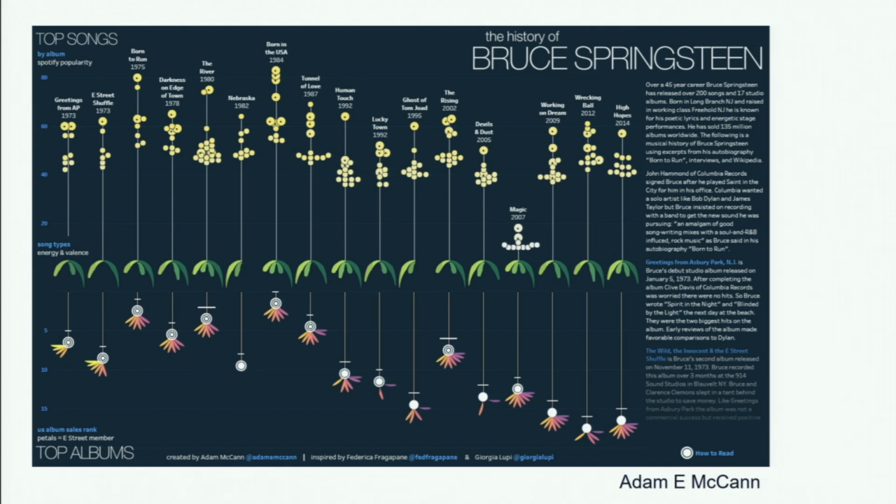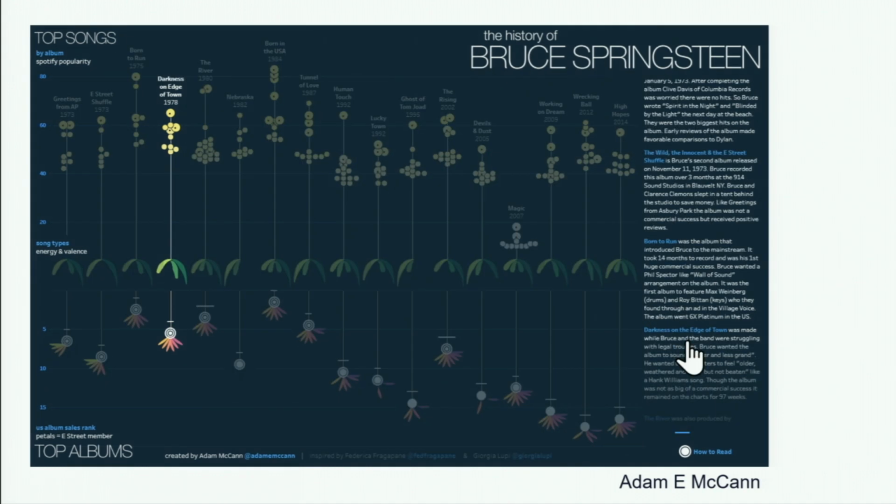So the next example is done by Adam. This dashboard is very attractive and outstanding in a lot of ways. If we start from the right, it's basically the description of his career and each of his albums. As you scroll through those descriptions, the album will be highlighted in the chart on the left.